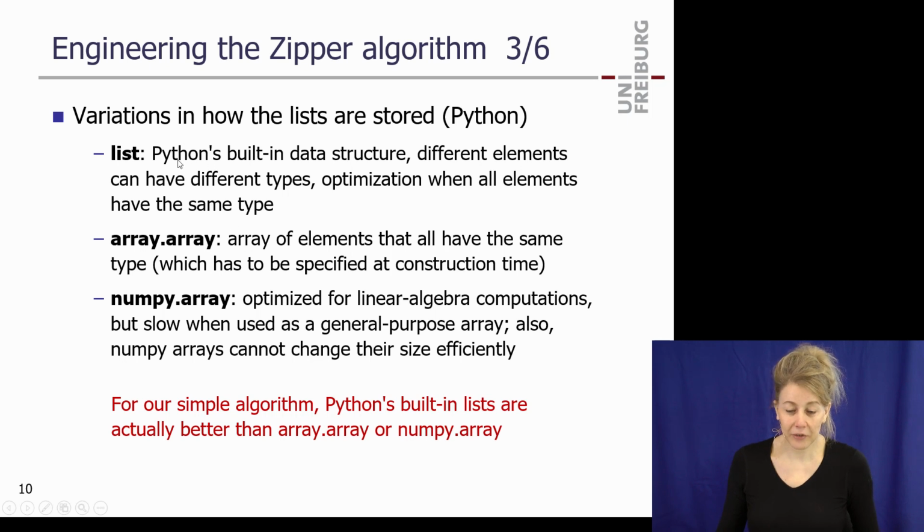Actually, I think it's because list is optimized. It does something special for when everything is of the same type. But array shouldn't be slower, so that's a bit surprising. And NumPy is really not.